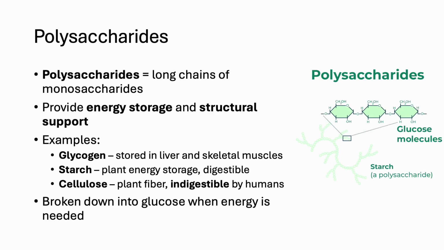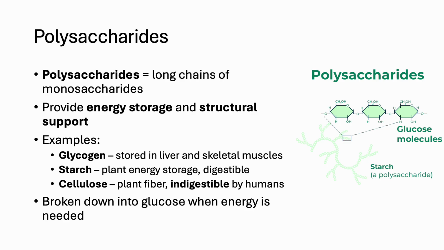Polysaccharides are long, complex carbohydrates composed of many monosaccharides linked together. In humans, the most important polysaccharide is glycogen, which serves as a form of energy storage in the liver and muscles. When blood glucose levels drop, glycogen is broken down into glucose.